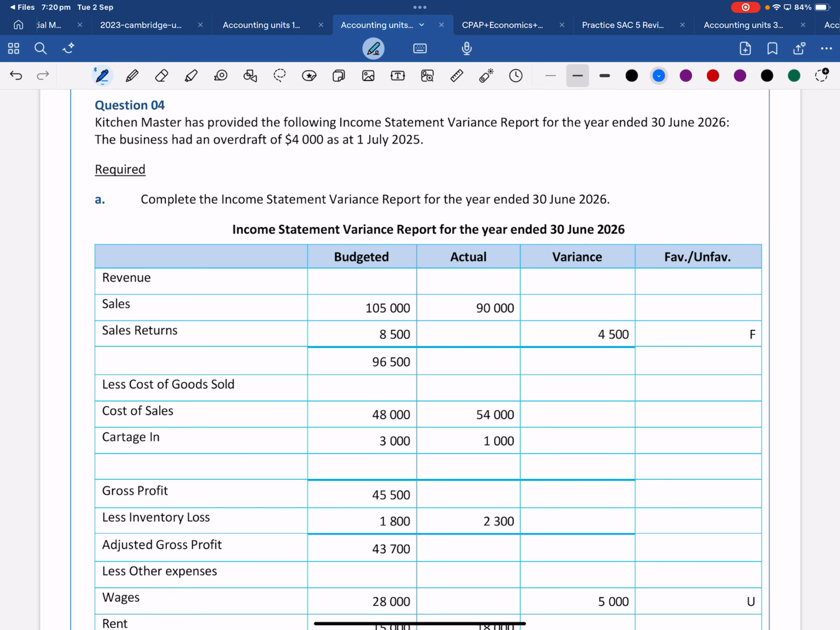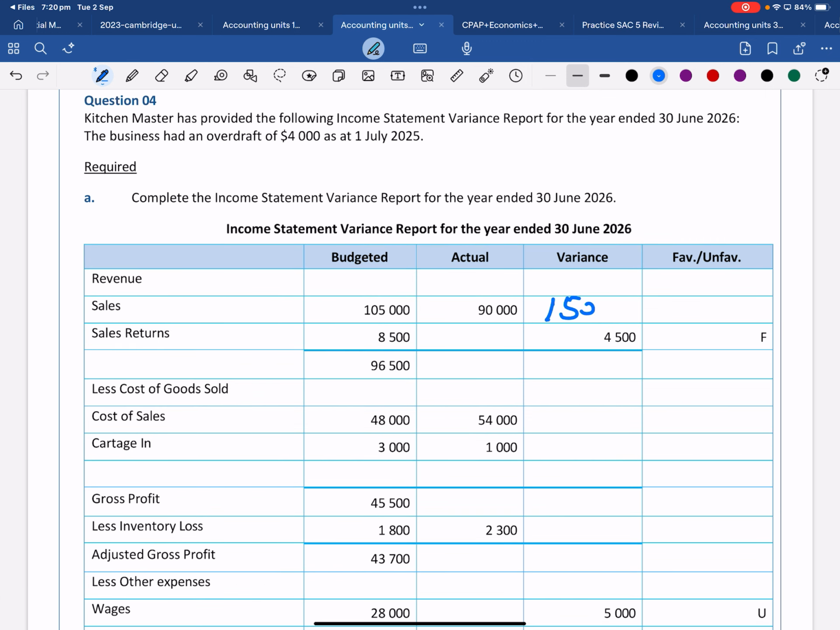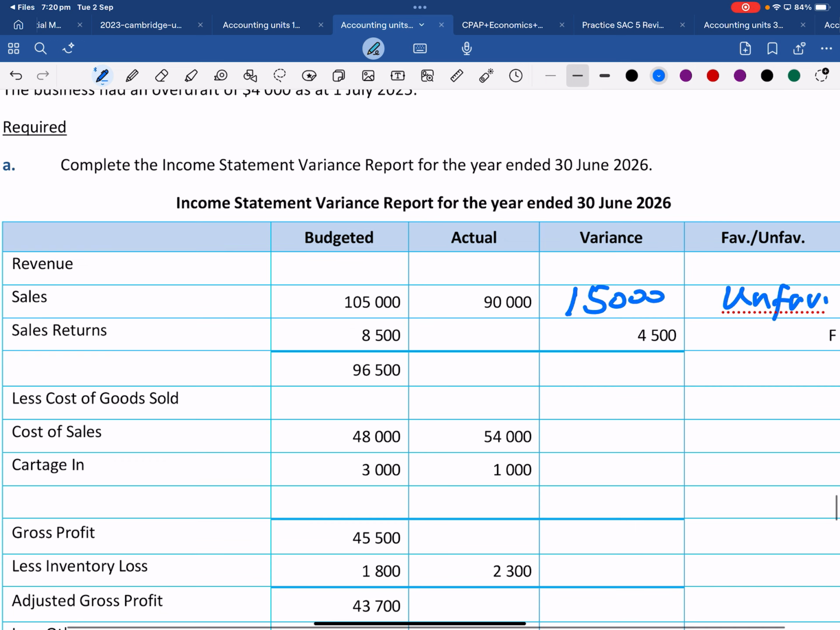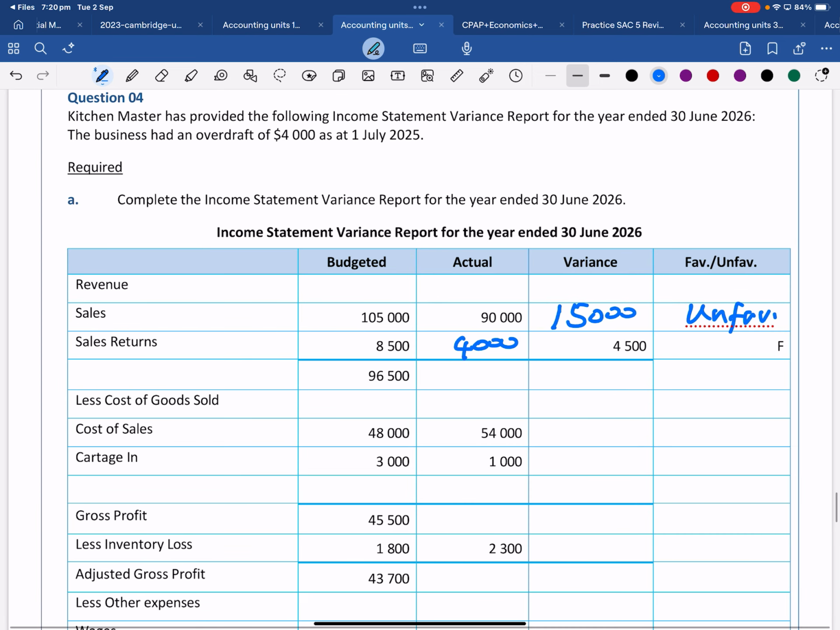Okay guys, sales. What is happening? Variance is 15,000. Unfavorable. Right, sales returns. What do you have to do, guys? You have to do this bracket. How much? 4,000. Correct. Harry, you asked me a question. Are you okay with this one now? Good. Then what is the actual net sales?